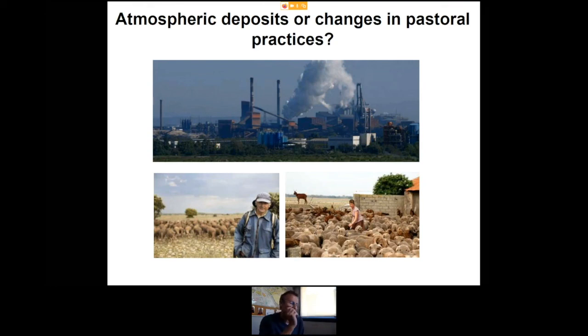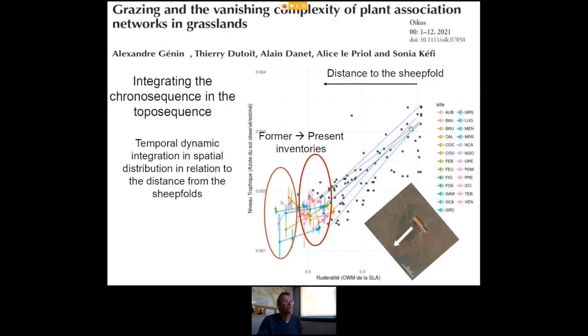And so we decided to answer this question: is it the impact of climate change, or is it the impact of pastoral change, by integrating travel in time and in space? And for that, we did this type of work in this paper. We use the data we got on the spatial scale, because we know that the vegetation from the sheepfold is organized in belts in function of the trophic level in nitrogen of the soil, and we have already identified these ruderal gradients of the vegetation.